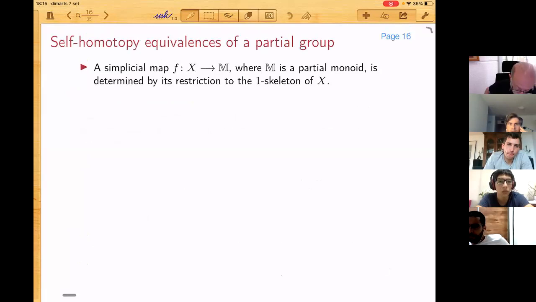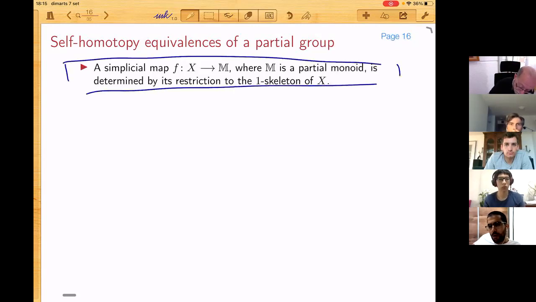Well, let's go to self-homotopy equivalences of partial groups. So the first thing I want to tell you is why all this is going to work, and this is the main observation for making all this work.